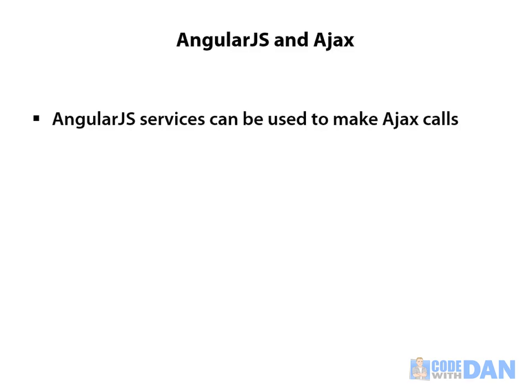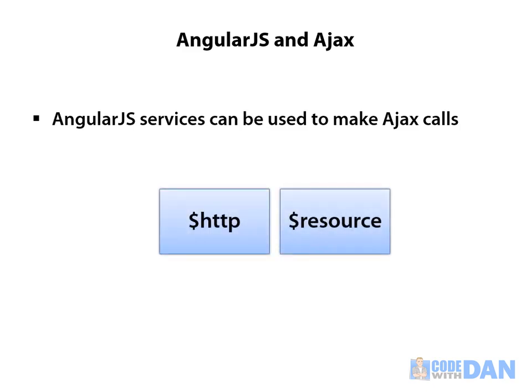Now, out of the box, AngularJS provides a lot of different services you can use, and some of these services can be used to make Ajax calls. Primarily, you can use $http, or you can use $resource. I'm going to focus on $http here because it's the core service. $resource is a little higher-level wrapper around that you could also use, but we'll look at $http.